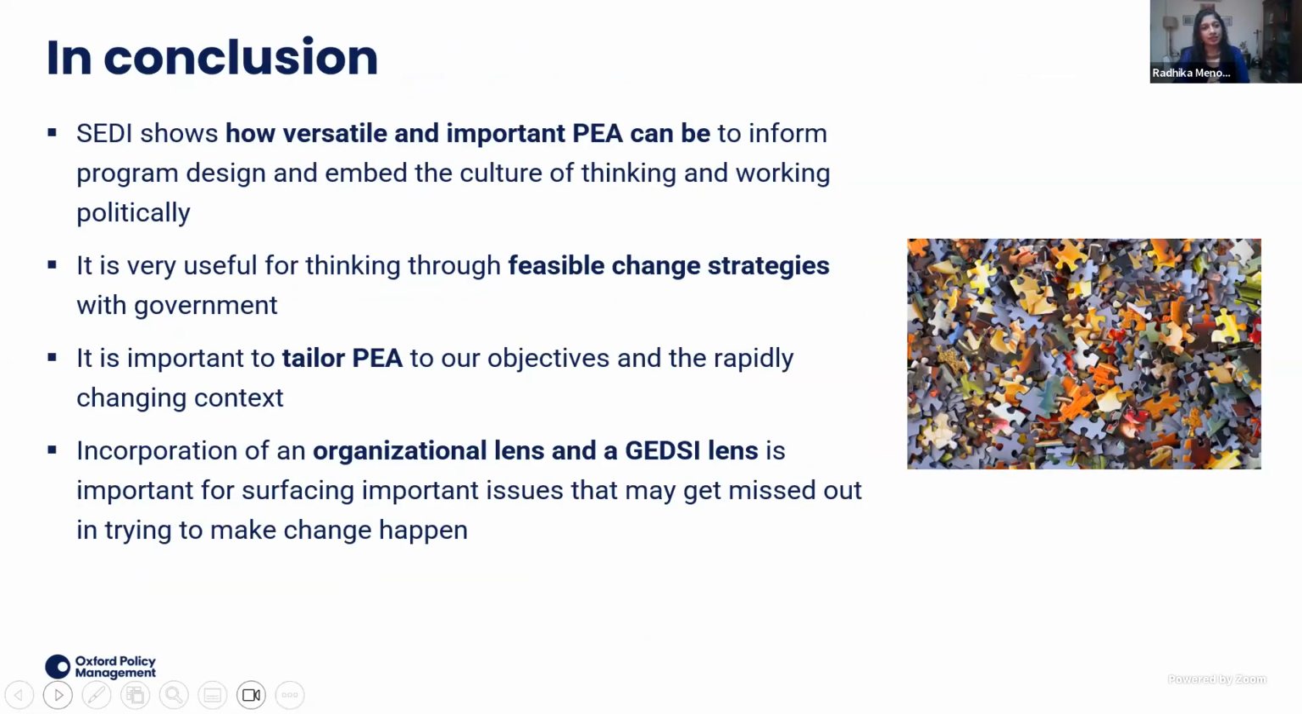So just to end, this case study to say that this example of how we integrated PEA shows how versatile and important PEA is. It can be in-depth, it can be also light touch and very ongoing, and it can inform program design, management, and actually helped us develop very politically smart interventions. It was helpful for us to identify entry points, which are the organizations we could work with, who we could work with, what we could work on, how we could work with them, but also think through feasible change strategies together. It's really important to tailor PEA to our objectives and the changing context. I think COVID-19 showed that.